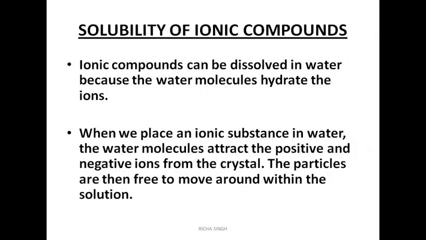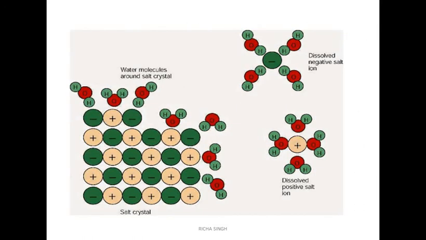Let's see the next property, solubility. Ionic compounds or electrovalent compounds are mostly soluble in water because water helps in the separation of oppositely charged ions from these compounds, and this process is known as dissociation. Let's see how dissociation takes place.